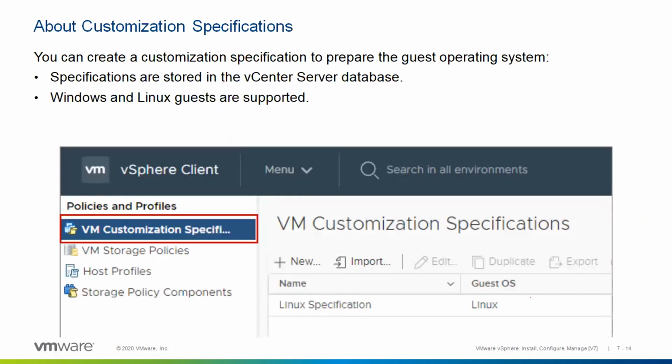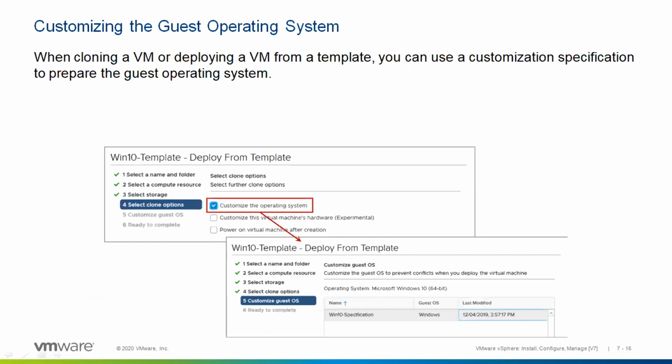So about customization specification, how will we do it? Go to the vCenter menu. From the menu, you will get VM custom specs. Then you create new. Then you will find options like whether it is for a Linux operating system or a Windows operating system. You have a choice while you create it. We're going to show you right away, no problem.